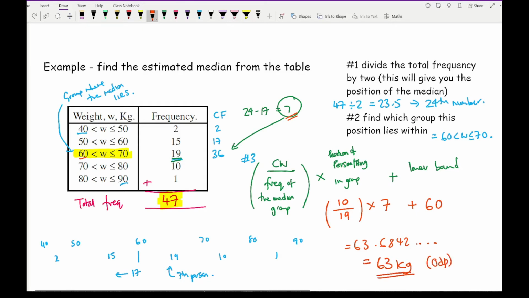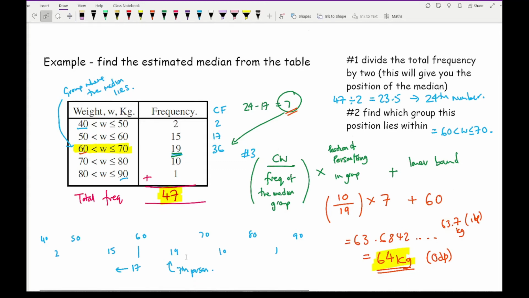It'll actually be 64, so it's correct. Always check your rounding. Very easily done. And there would be my final answer. Now if you wanted to leave it as 63.7, that would be fine, just to 1 decimal place. Just make sure you're stating that, and don't forget the units as well. But that there would be your estimated median from this set of data. Again, using common sense, is your answer between 60 and 70? Yes. So jobs are good.